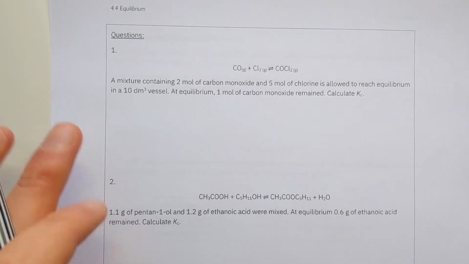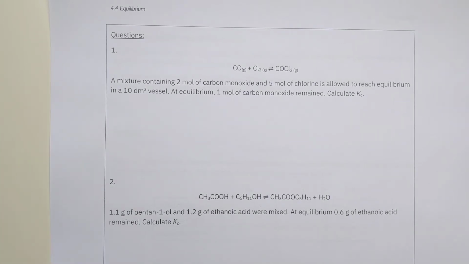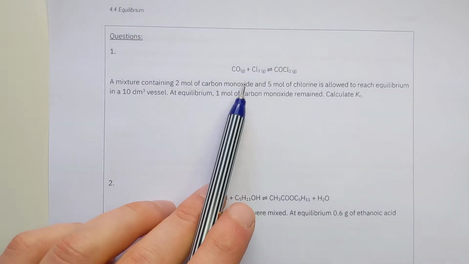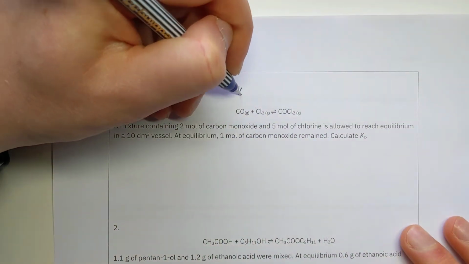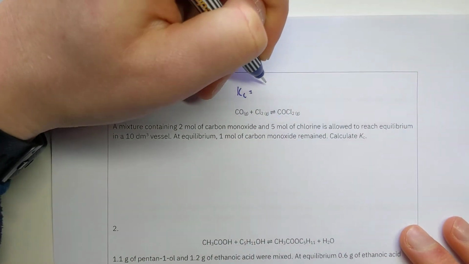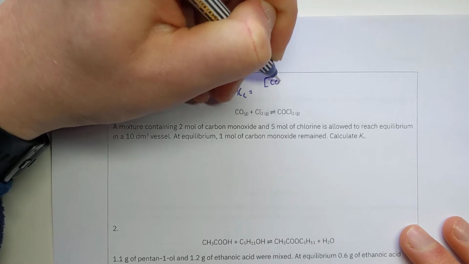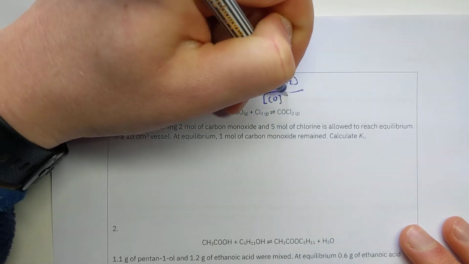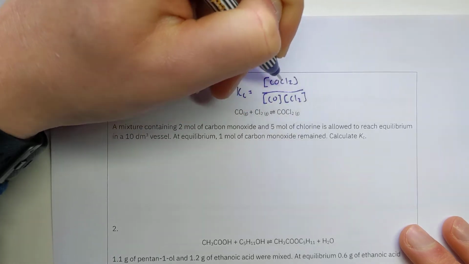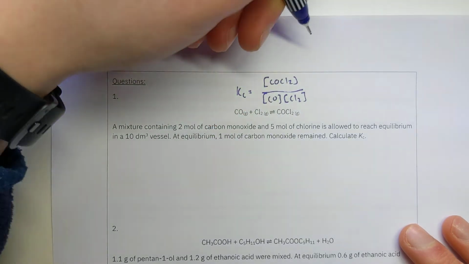So hopefully you've had a go at that. So that's our first question. This should be what we call a standard example, kind of bread and butter kind of question. So I've got a reversible reaction here. What I might do at the start is just work out what the Kc is going to look like, because that's going to inform my working out. So it's going to be COCl2 over CO times Cl2. No squares or powers because everything's 1 to 1 to 1.